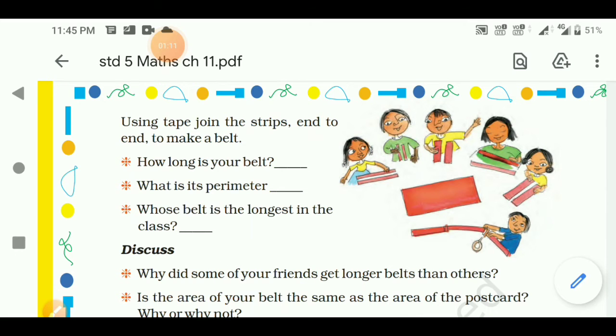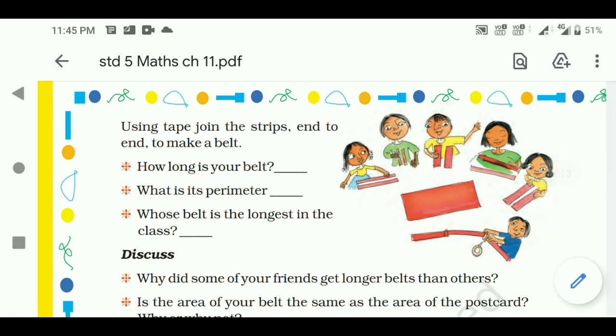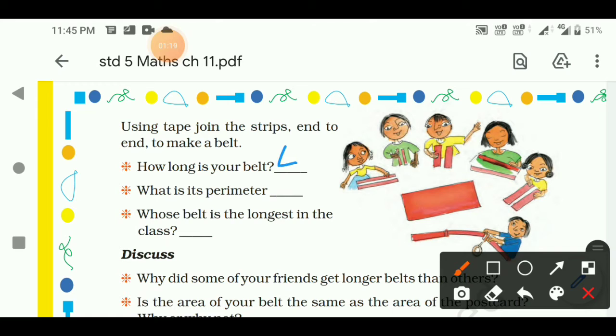So here we can write the answer. How long is your belt? 42 centimeter. And what is its perimeter? We have found out just now, 90 centimeter. And whose belt is the longest in the class? Here you can write that my friend's belt is the longest in the class because it has 1 centimeter width only. So his belt is the longest.